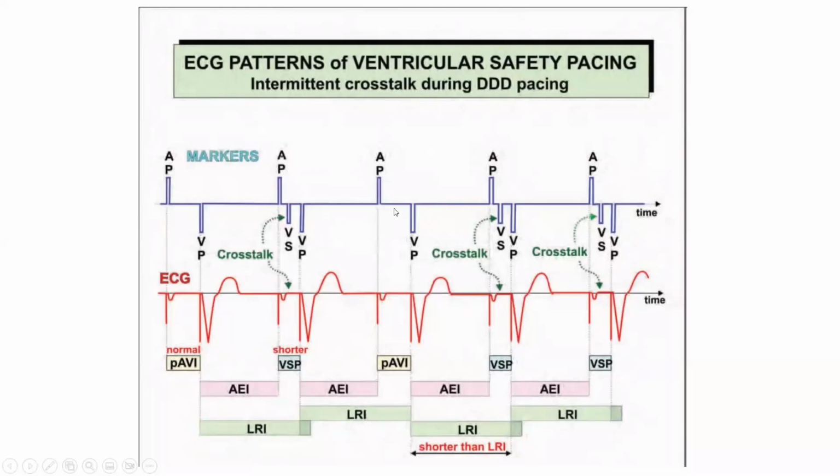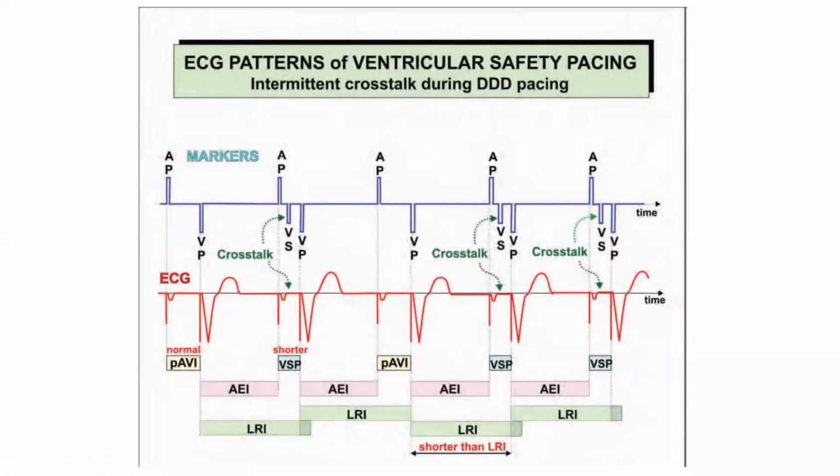Here I have A base, V base, nothing problem. Here again, I have A base and V sense and this crosstalk because there is nothing on the ECG, and the pacemaker ends it with a shorter AV delay at the end of this period. And you can see this on ECG and tracing like a very short spikes following each other.